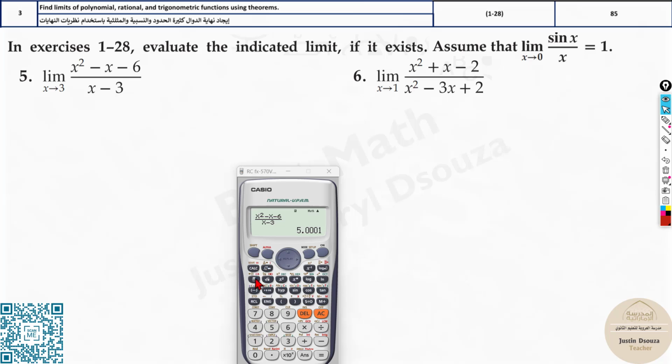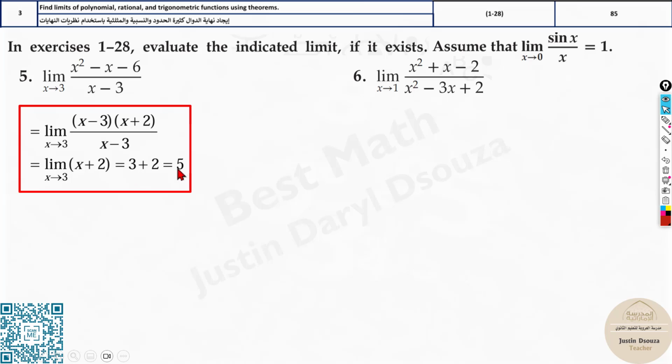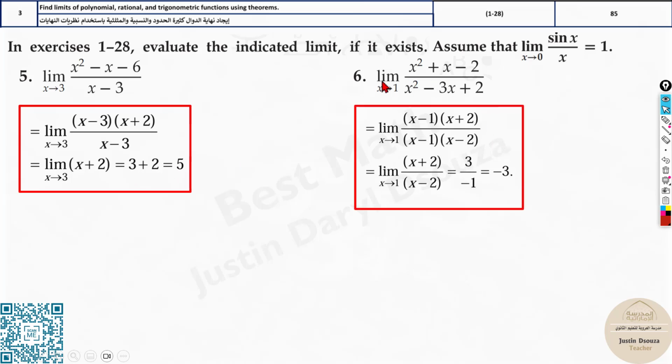Now let me do this next one. Here it is x squared plus x minus 2, and what do we have over here? x squared minus 3x plus 2. Okay. Now here we just have to type calc, and what is the value here? Instead of 1, I will have to take 0.999. I'm getting negative 3. And what about the right side? It's 1.0001, and again it's negative 3 itself. So the answer over here was 5, and over here it's minus 3. Now if both the sides do not match, then no, we do not have a limit.